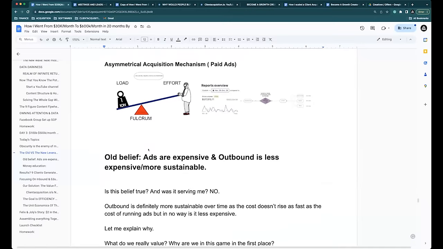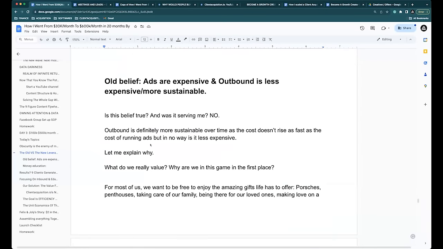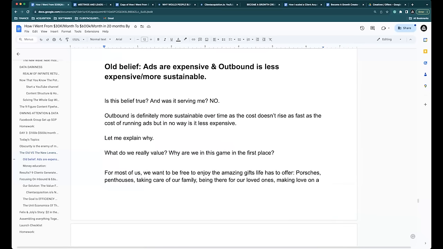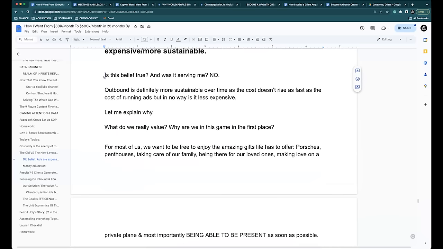Just because we're doing better than what we were doing before does not mean that's our potential. We need to seek to achieve our potential. So, old beliefs: ads are expensive and outbound is less expensive and more sustainable. Is this belief true? And was it serving me?